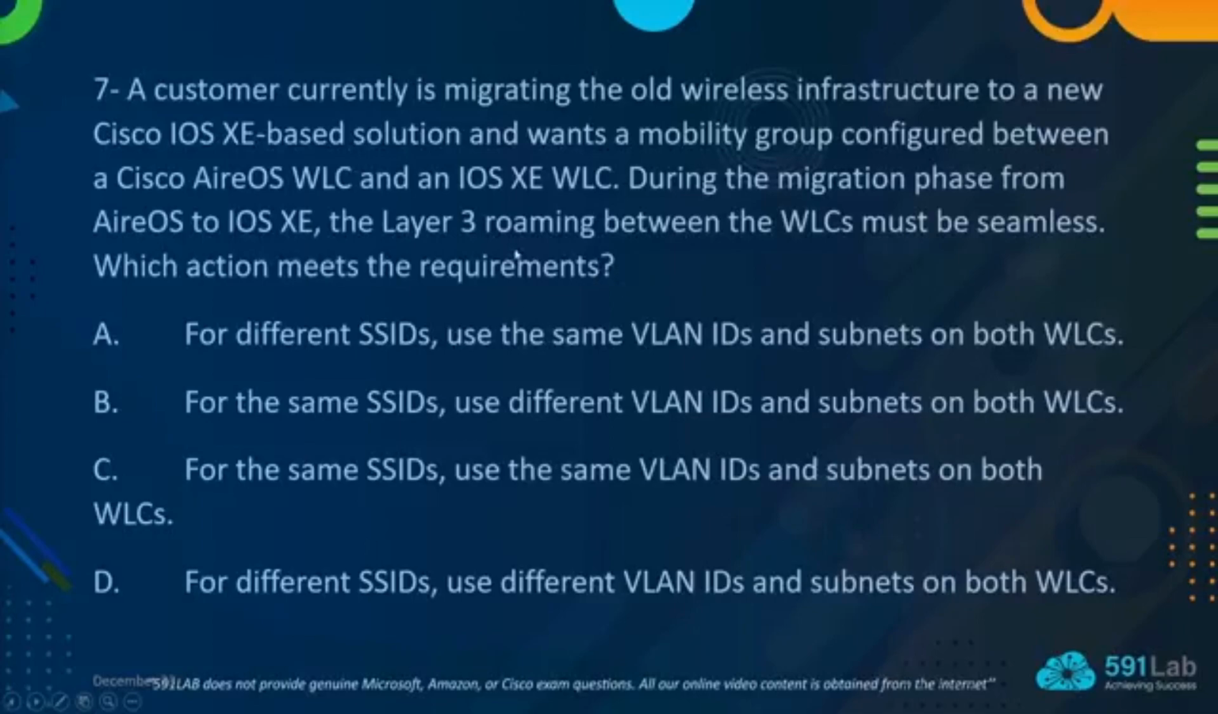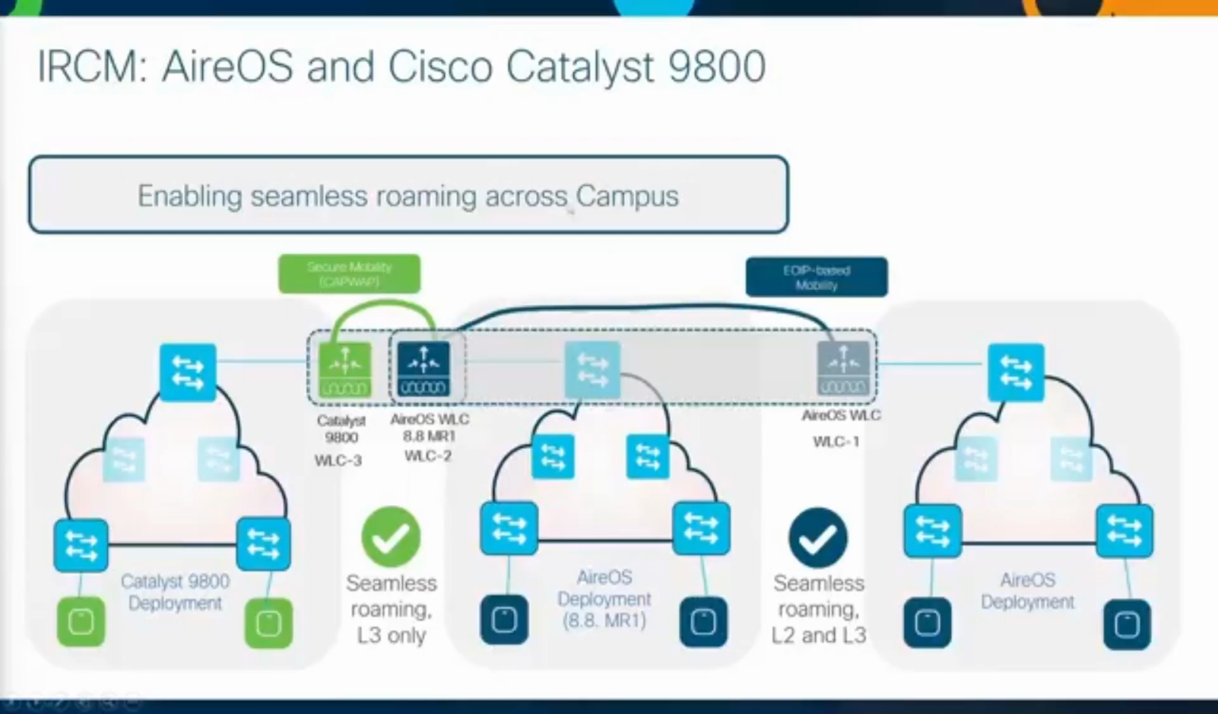So let me show you what is exactly happening. This is what the customer has. We have a newer deployment, a Cisco Catalyst 9800, a new one, and then we have the old one, an AireOS controller running an older version. Between these two sites, we need to have seamless roaming.